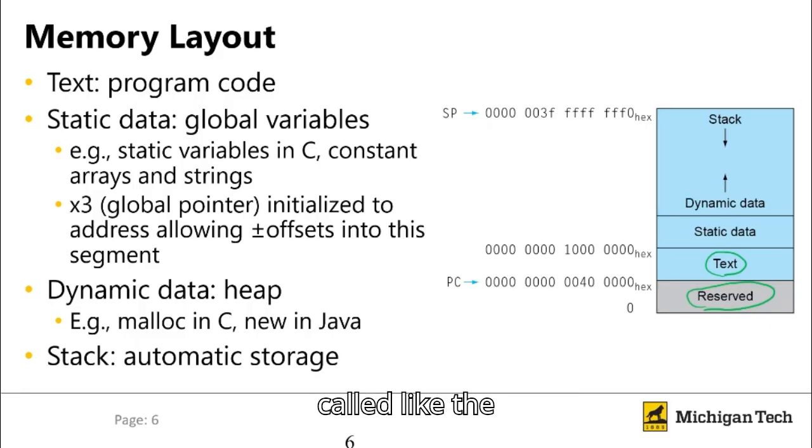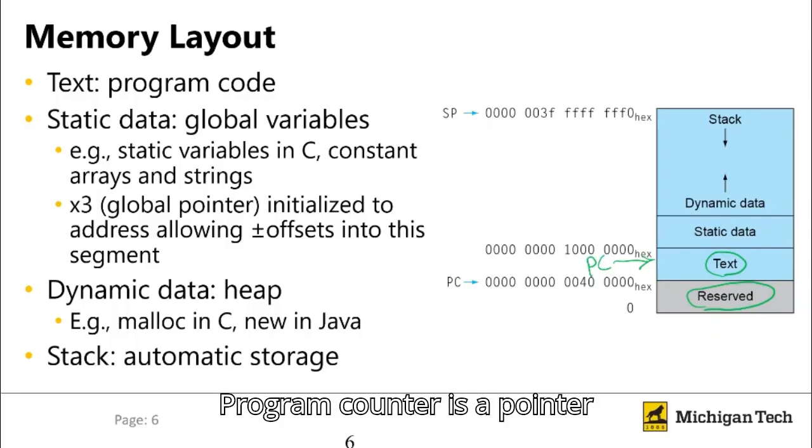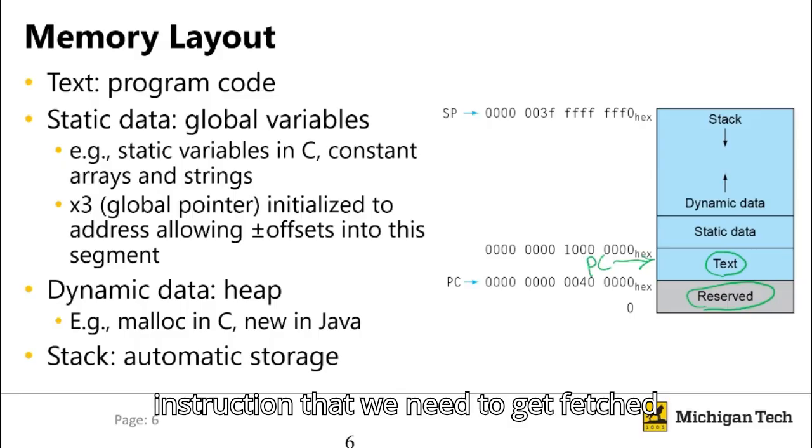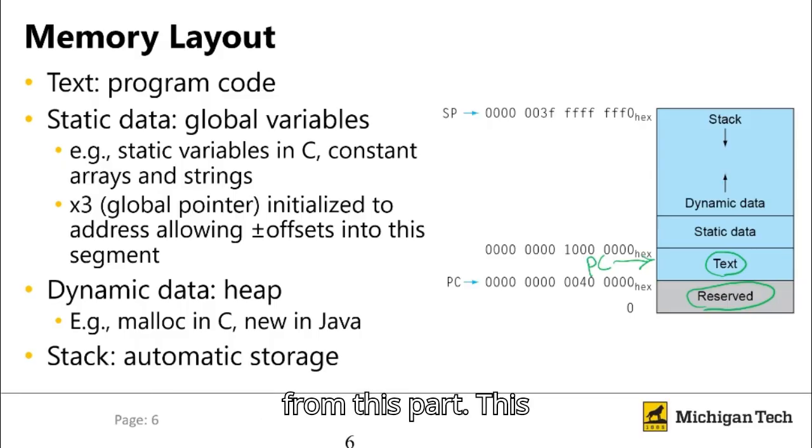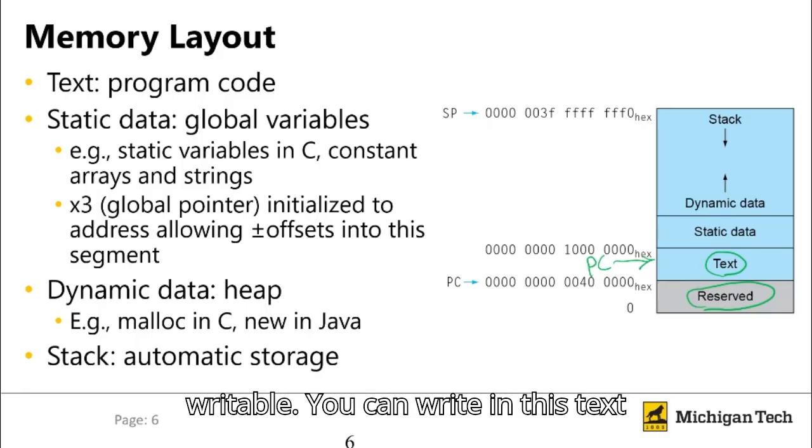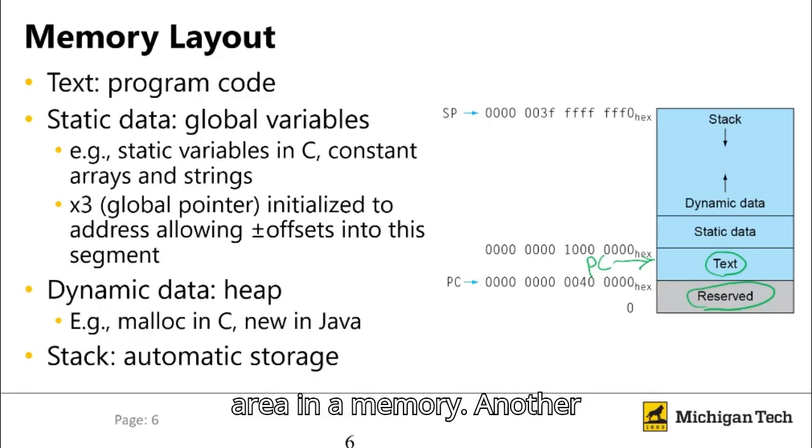Sometimes this is called the instruction memory. So the program counter points to that. The program counter is a pointer that specifies the instruction that needs to be fetched from this part. This part is only readable. It is not writable. You cannot write in this text area of memory.